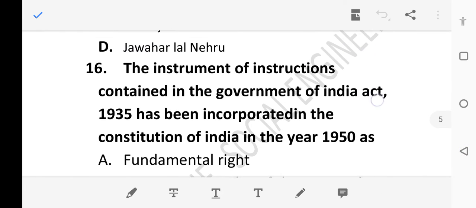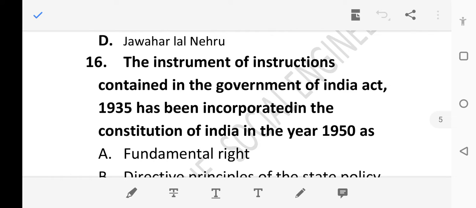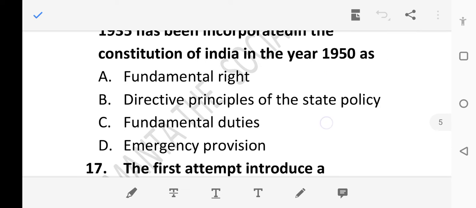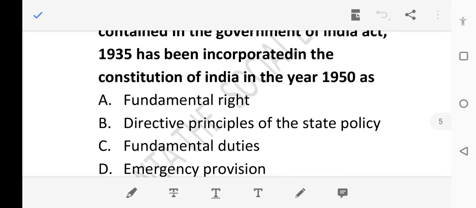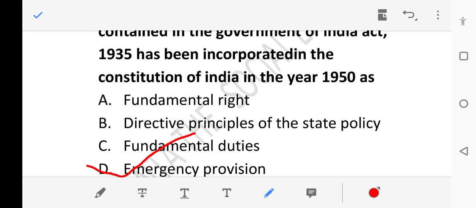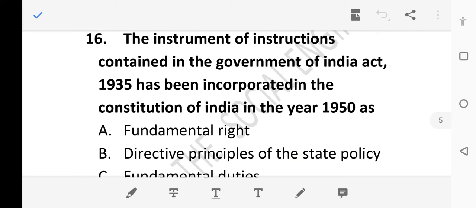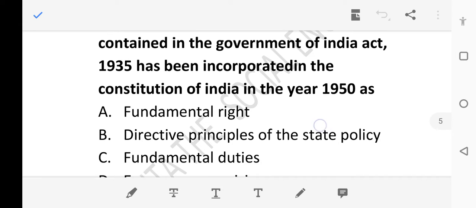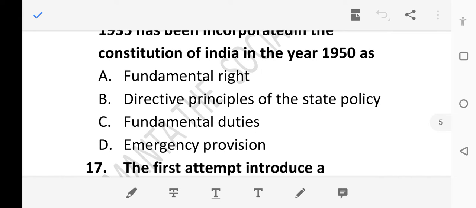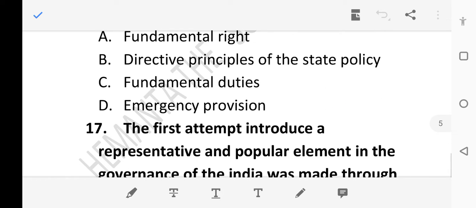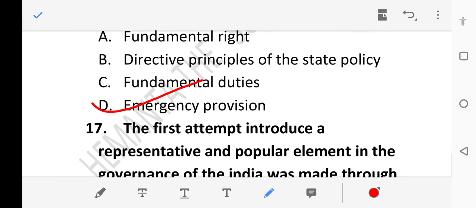Next question. The instruments of instruction contained in the Government of India Act 1935 have been incorporated in the Constitution of India in the year 1950 as emergency provisions. So option number D is the right answer. National emergency, state emergency, and financial emergency are included in our constitution.